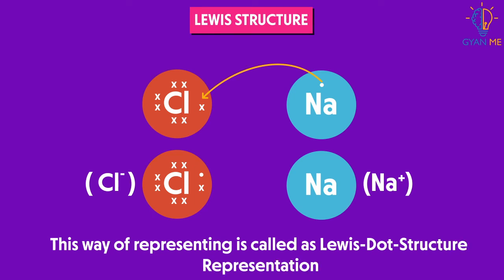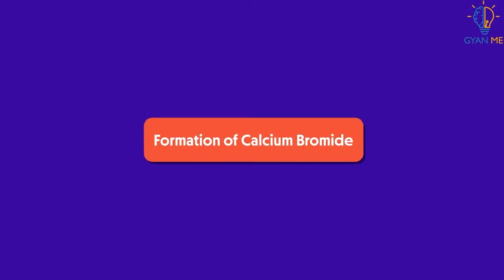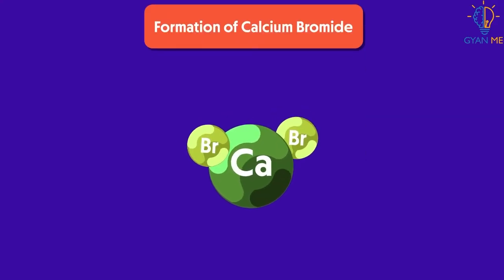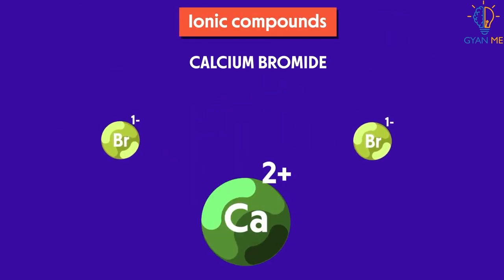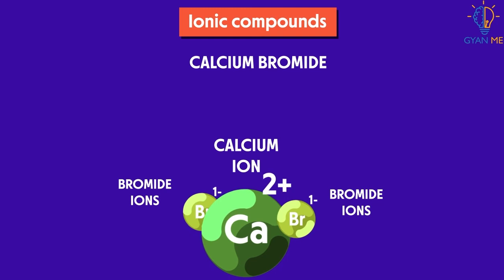So this was about formation of ionic bond or electrovalent bond in NaCl, that is sodium chloride. Well, can you think how this ionic bond must be forming in calcium bromide, the other salt? Well, you think about this and we will see you in the next video.